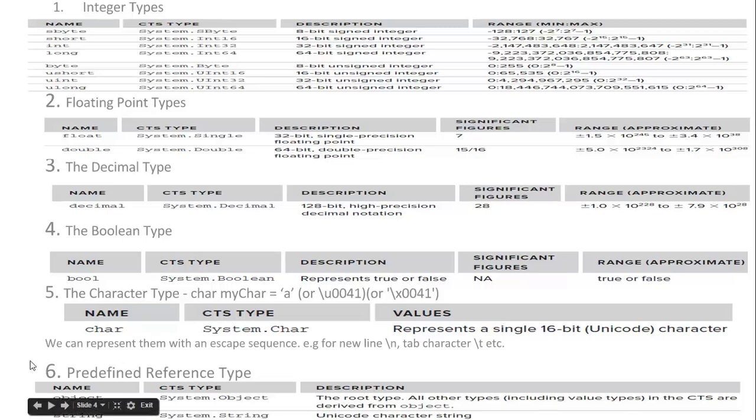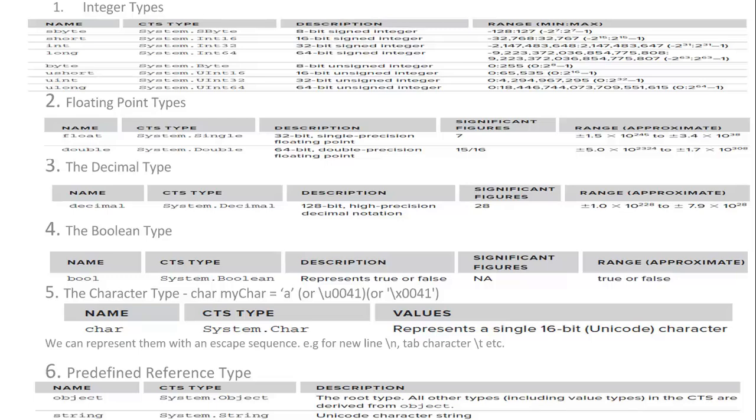And apart from that, we have two predefined reference types. Those are the value types: integer, floating, decimal, boolean, and char. And in predefined reference types, we have two types: object, System.Object, which is the root type, the parent class of all the classes, all the structs, or whatever. This is the base or boss of all the value types and the reference types.